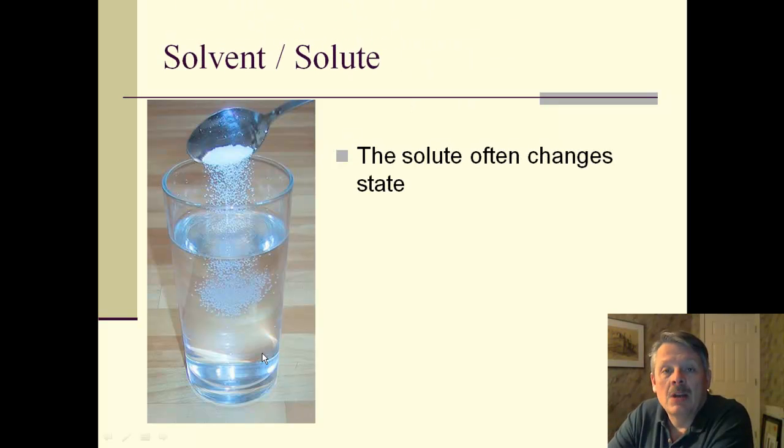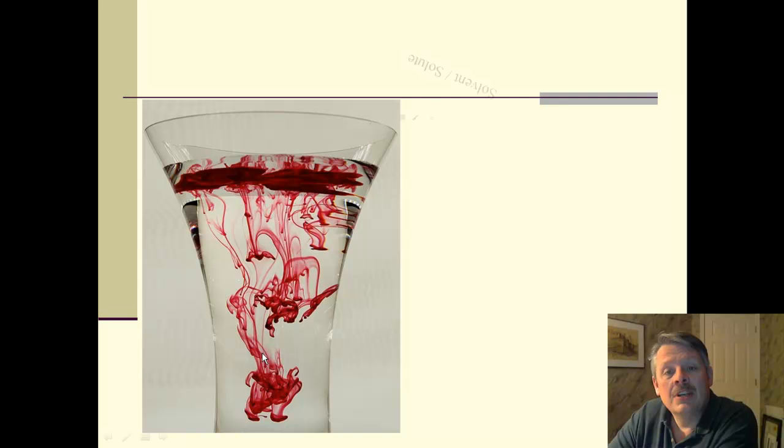Alright, so how do I know which one is the solvent and the solute? Well, in the case where I'm dissolving salt in water, the salt changes state. So it changes from a solid into an aqueous solution. It dissolves. So the solute is often changing state. But in some cases, it's not changing state.